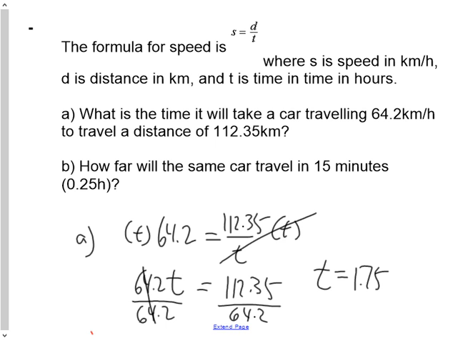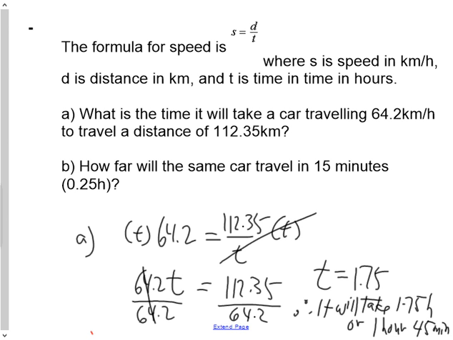So therefore, it will take 1.75 hours, or 1 hour, and since 3/4 of an hour is 45 minutes, you can say 1 hour and 45 minutes, because 0.75 hours is 45 minutes.